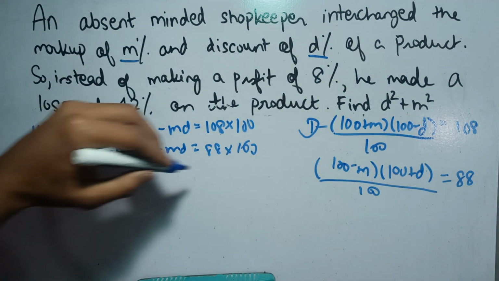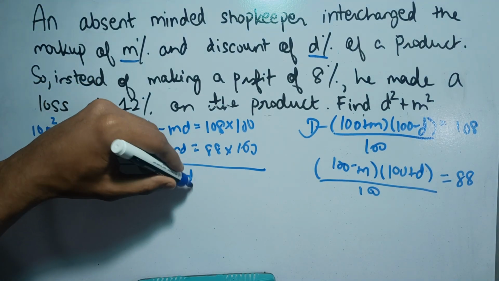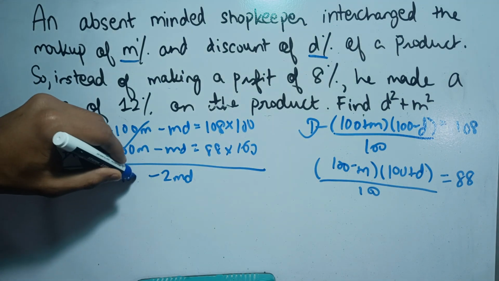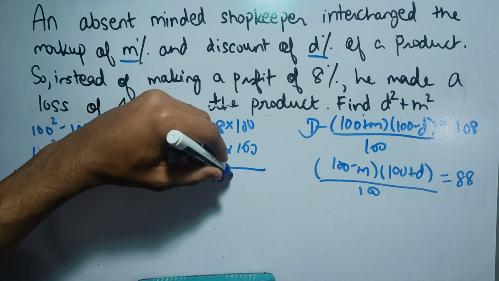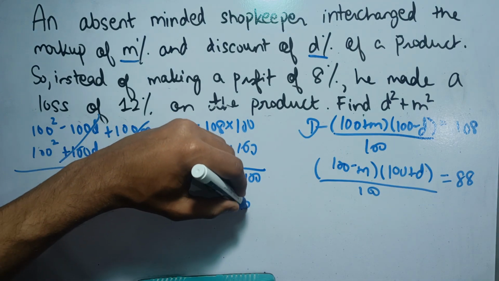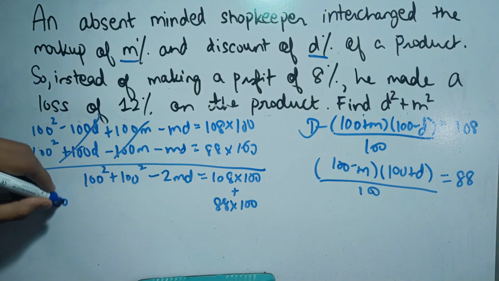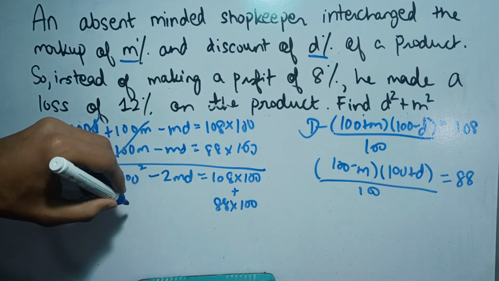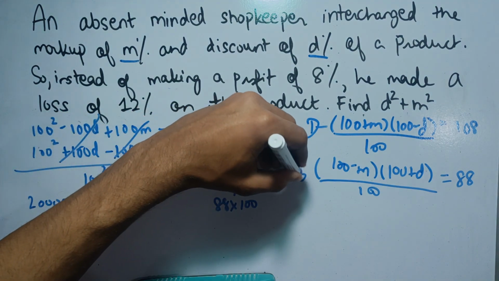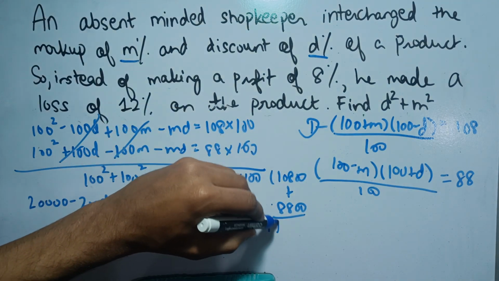We'll just add the equations. This gets cancelled out, this gets cancelled out. We are left with minus 2MD and 100 square plus 100 square is equal to 108 into 100 plus 88 into 100. So let's solve this. 100 square would be 10,000, so 20,000 minus 2MD is equal to 10,800 plus 8,800, and this would be 19,600.